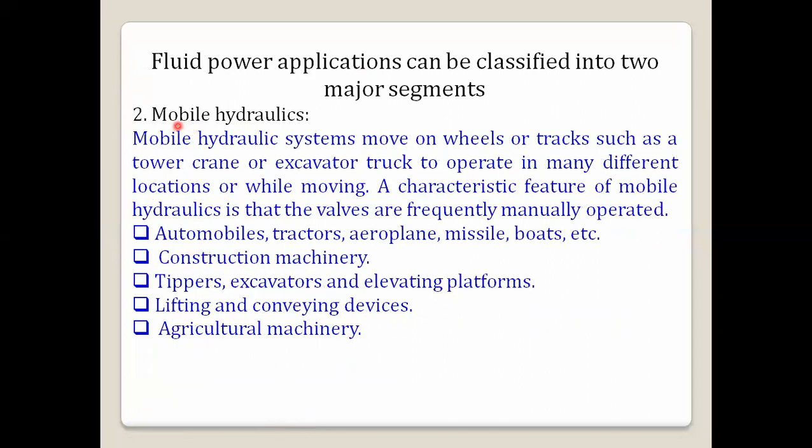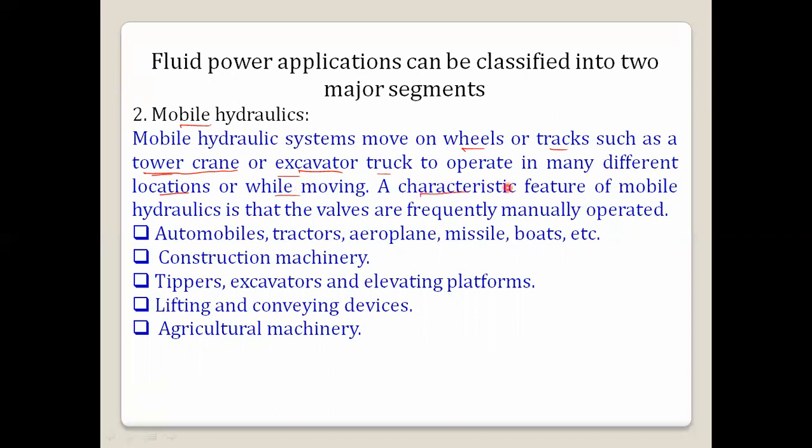Then the second segment is mobile hydraulics. A mobile hydraulic system moves on wheels or tracks, such as a tower crane. Again there we are using hydraulics, but it comes under mobile hydraulics. Or excavator trucks, to operate in many different locations or while moving. Excavator trucks are mainly used for carrying sand and other materials, traveling from one point to another.